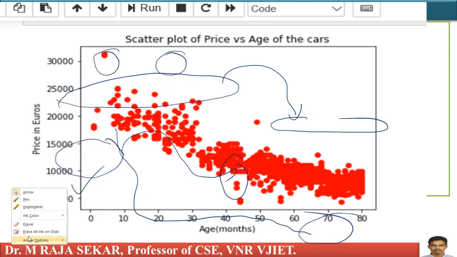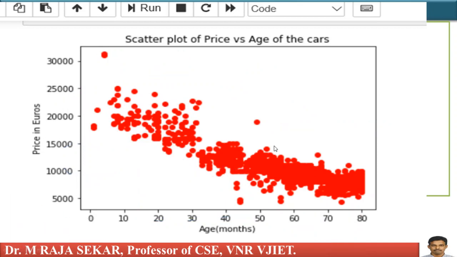And we will try to analyze this one. This is the scatter plot, isn't it? This is the scatter plot showing the relationship between the price of the car and the age of the car. If you see the output, your x-axis represents the age, isn't it? That's what we were saying. The x-axis represents the age, and the y-axis represents the price. If you see here, as the age increases, the price decreases.